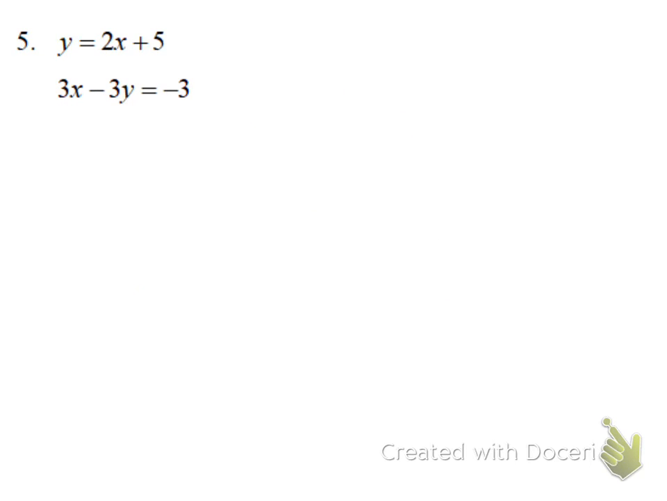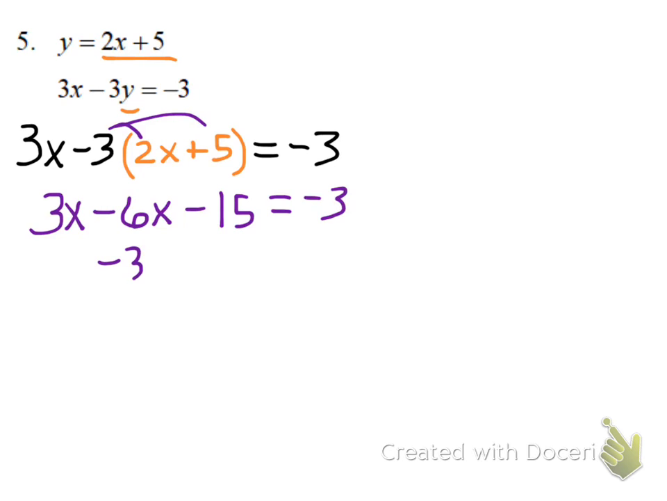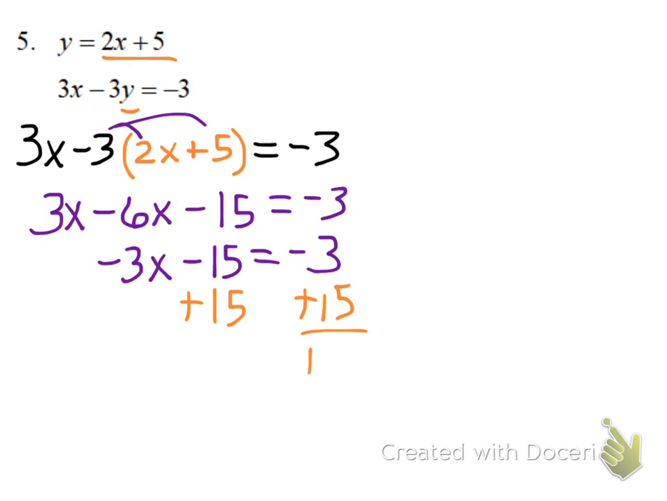Here we already have y by itself. y is equal to this expression, so we're going to replace y with that expression. To get rid of the parentheses, we'll distribute. Remember that minus goes with the 3 as we do that. So negative 3 times 2x is negative 6x. Negative 3 times positive 5 is negative 15. Combine those like terms, we get negative 3x minus 15 equals negative 3. Add 15 to each side, you get 12 on the right side. So we have negative 3x equals 12.